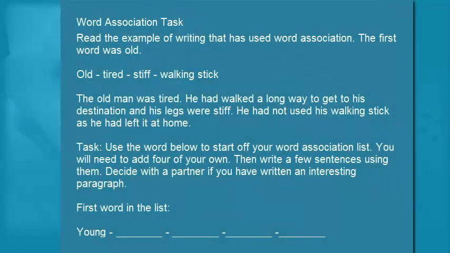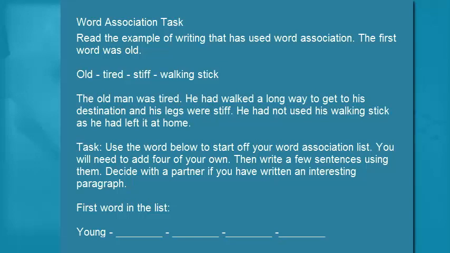Word association task. Read the example of writing that has used word association. The first word was old. Old, tired, stiff, walking stick. The old man was tired. He had walked a long way to get to his destination, and his legs were stiff. He had not used his walking stick, as he had left it at home.